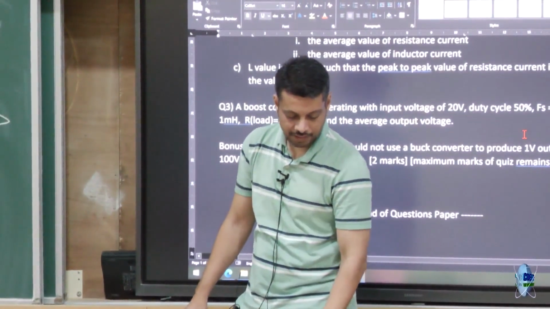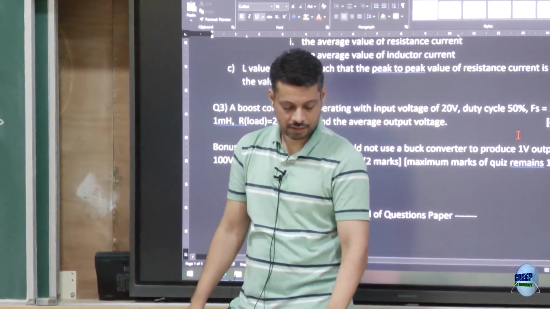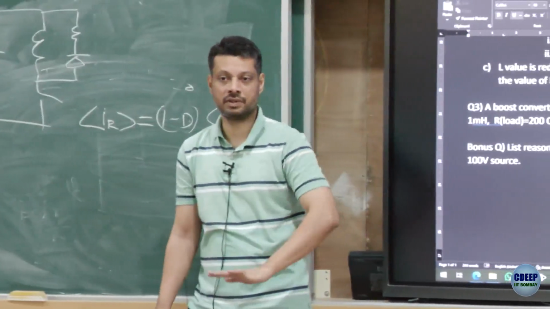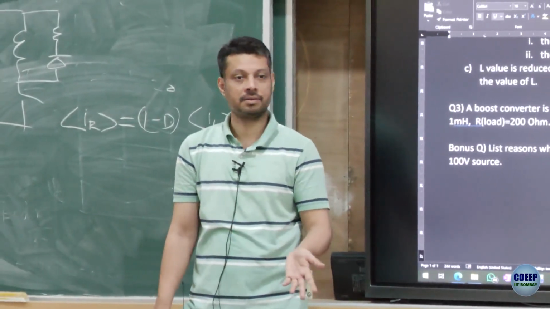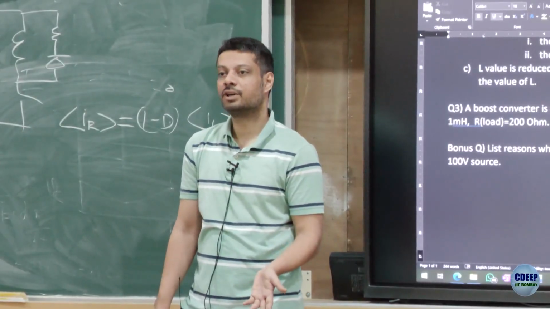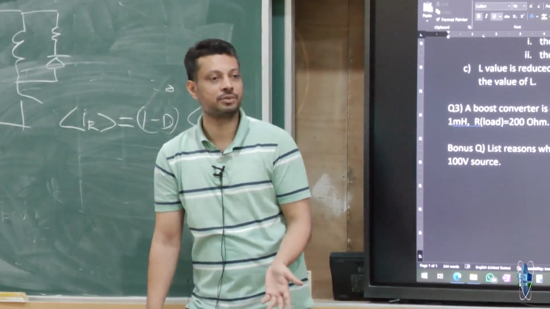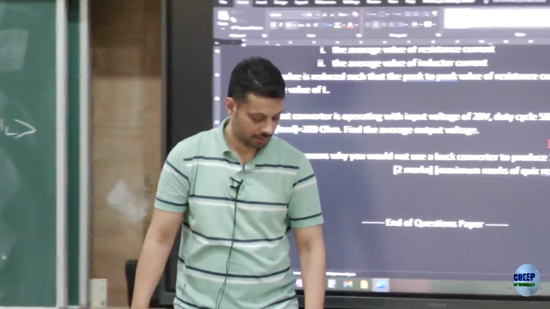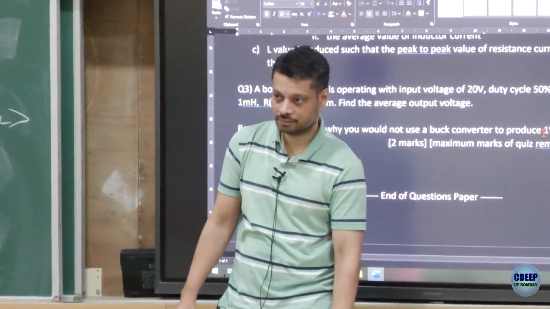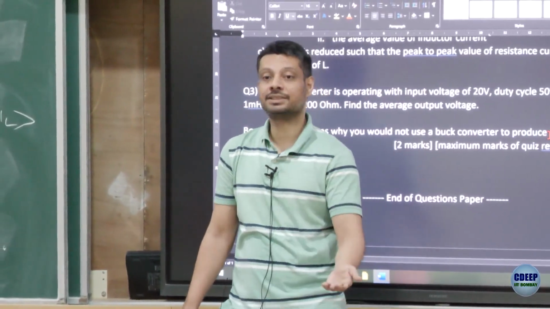Question number 3 is DCM question. You have to check if it's CCM, DCM, you have to solve it. I hope, how many of you actually checked it if it's CCM or DCM? 40% of you checked it, okay. Good. It was in DCM, right? Yeah. It was the last question.